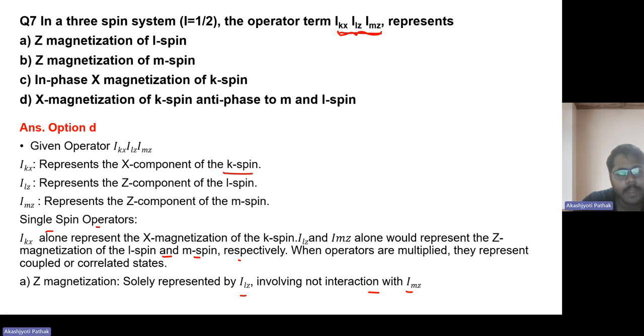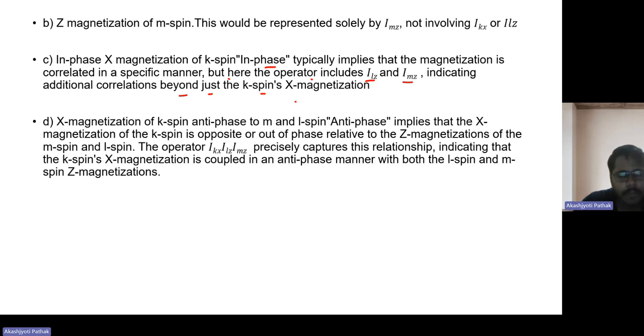So did you understand why the correct answer here is option D? Next, we'll move to the next question.